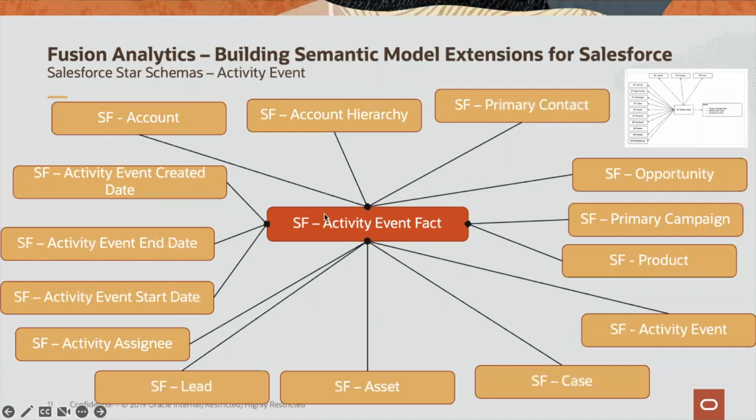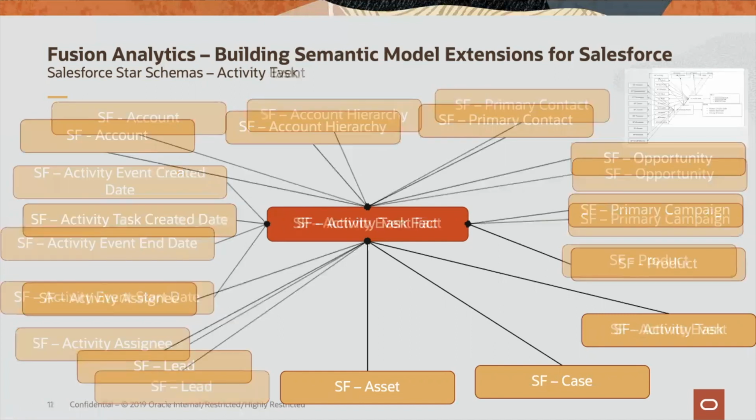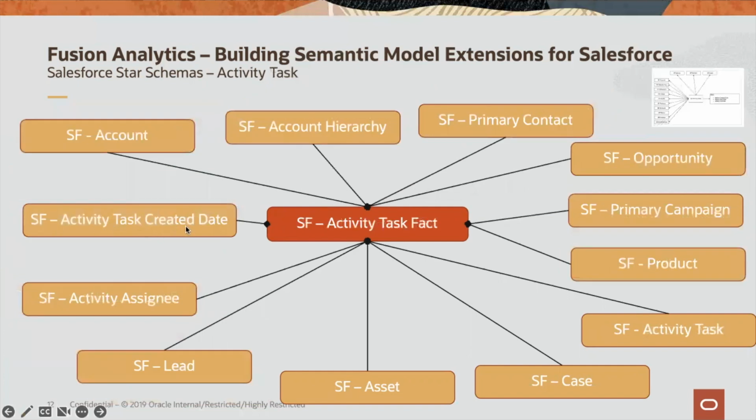We have the activity divided into two star schemas: the event and the task, where we again have a similar setup of component dimension like account, primary contact, opportunity campaign, events. On top of that, we have the cases, the assets, the lead, and the activity assignee, and then some of the dates. Similar star schema for the event, for the task, sorry, where we have a little less date. It's only the activity task created date.